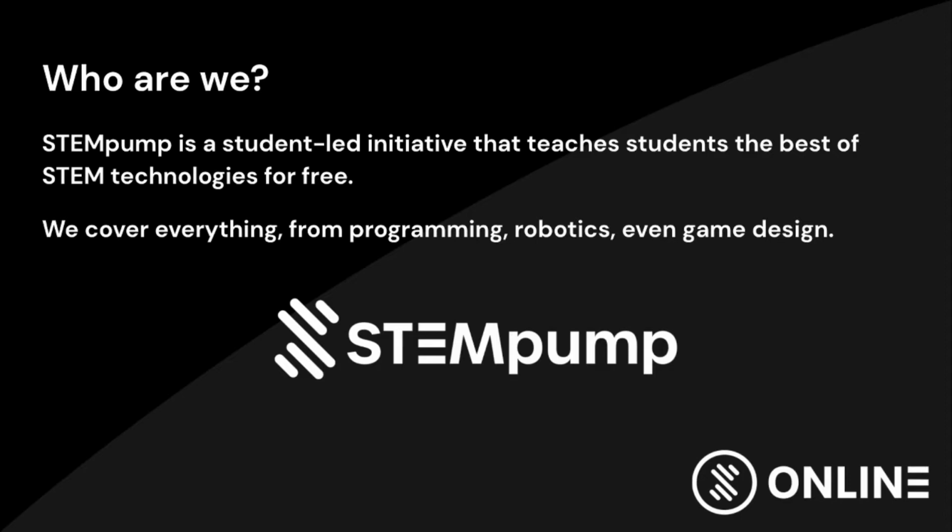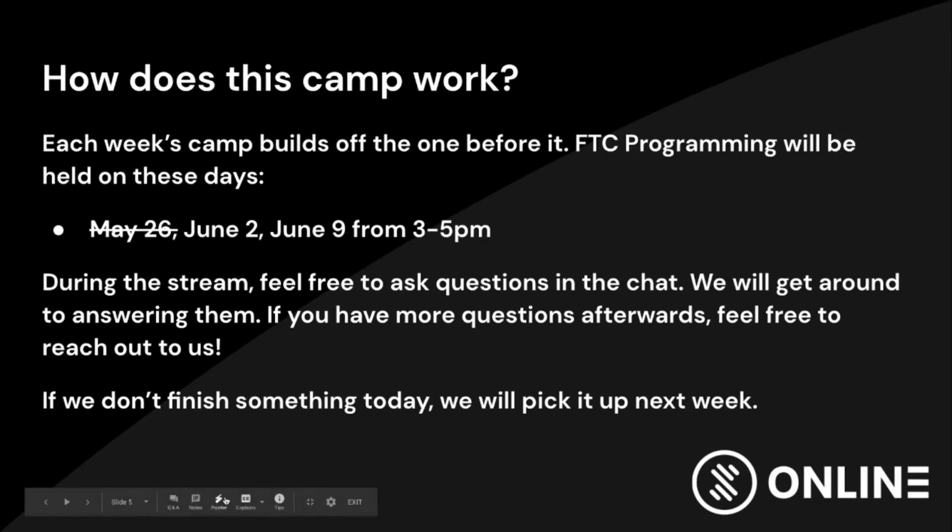And this camp, the FTC programming camp, is a 3-week camp. Every Tuesday from 3 to 5 we'll be meeting and going over each week, and it builds on each other. Like I said, each camp builds off the one before it. So FTC programming is on May 26th, which was last week, June 2nd, which is today, and then June 9th next week, from 3 to 5.